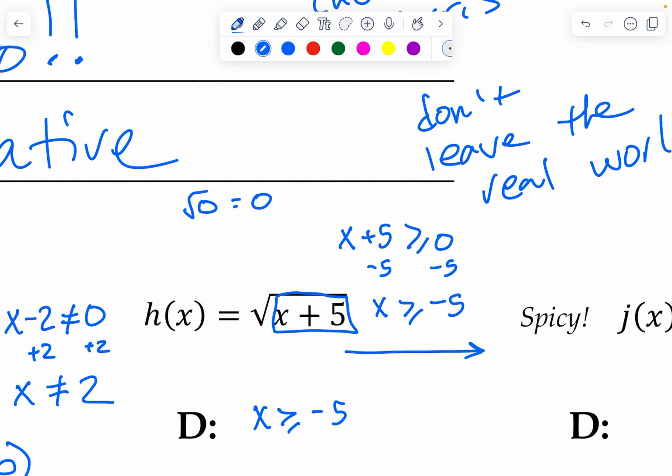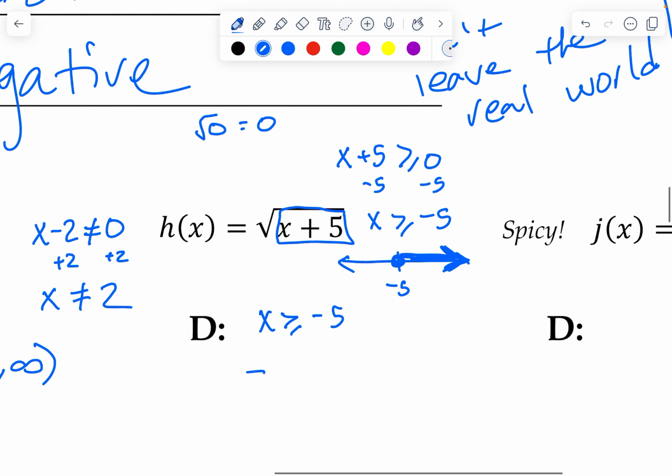You could also think of it like this. Here on my number line, here's negative 5. We can equal that, and we have to be greater. So when I draw this little number line, that helps me come up with interval notation pretty easily. I see that I need the hard bracket, and I see that I'm going to positive infinity.